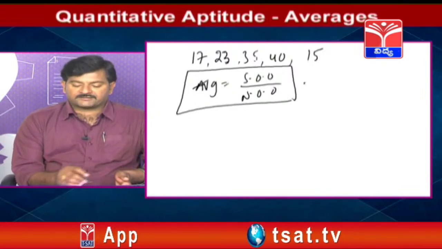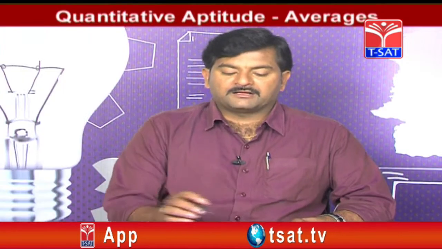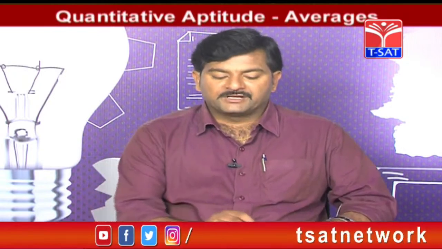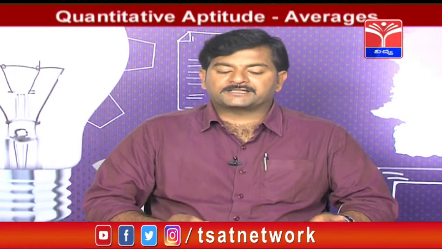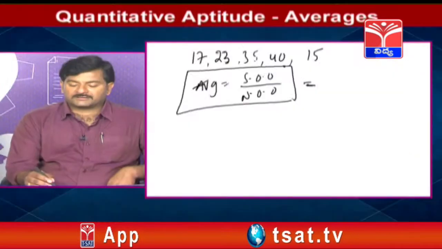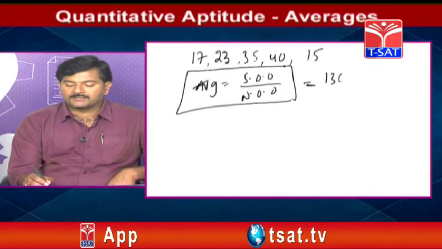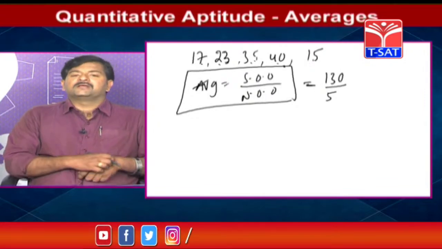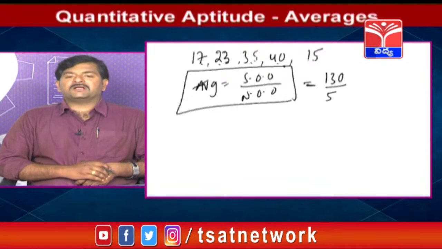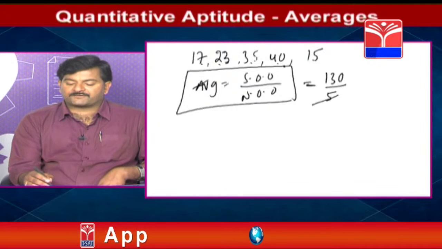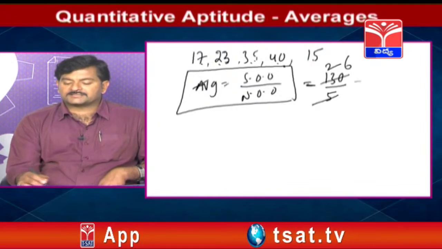What am I getting? 17 plus 23 plus 35 plus 40 plus 15. We should do everything. 17 plus 23, how much am I getting? It's clearly 40. 40 plus 40, 80. 80 plus 15 means 130. I hope you are following. So 130 by the total number of observations. There are 5 observations. Sum of the observations by number of the observations. So 130 by 5: 5 1s are 5, 5 2s are 10, 5 6s are 30.